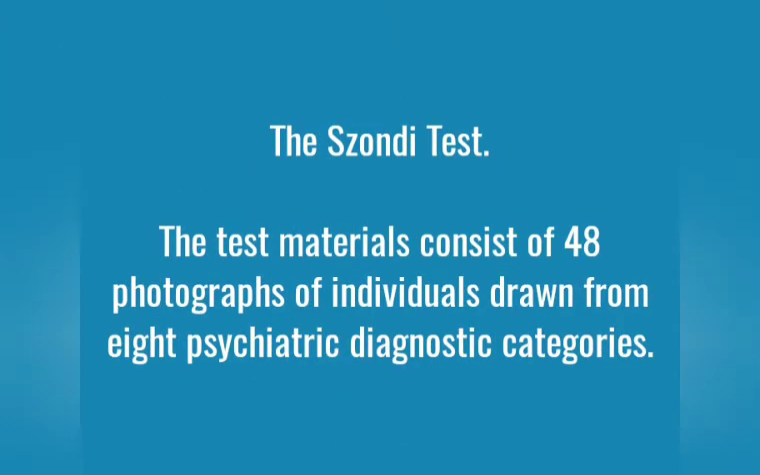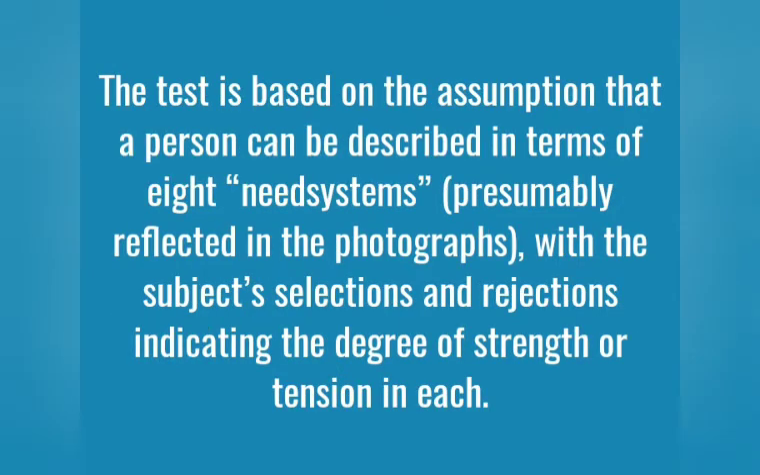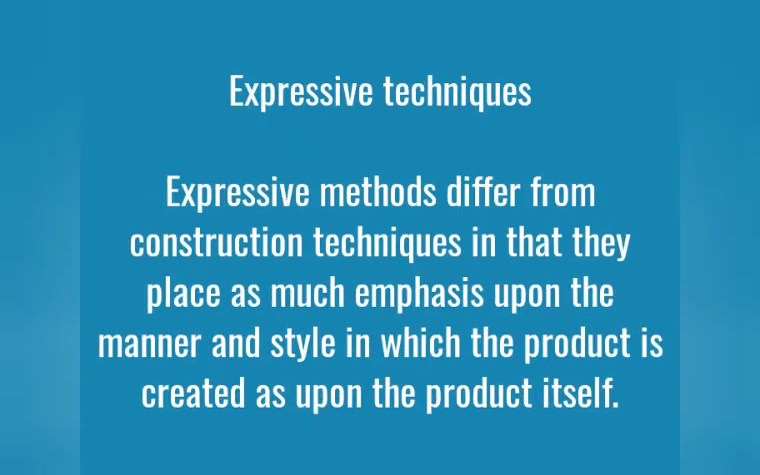The Szondi test. The test materials consist of 48 photographs of individuals drawn from 8 psychiatric diagnostic categories. The test is based on the assumption that a person can be described in terms of 8 need systems, presumably reflected in the photographs, with the subject's selections and rejections indicating the degree of strength or tension in each.